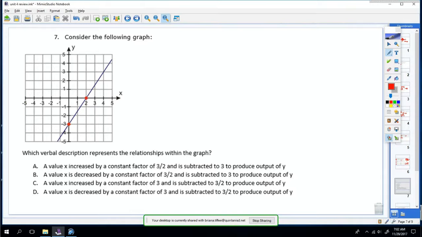Okay. Number 7, consider the following graph. Which verbal description represents the relationship within the graph? So we're going to find our M and we're going to find our B. Well, my B is right here, and it's 3 down from the origin. So since it's 3 down, that'd be a -3. And we're going to do our rise. We're going to do 1, 2, 3. So I rose 3, and I'm going to go 1, 2, and I ran 2. Okay, which equals 3/2. This is our constant.